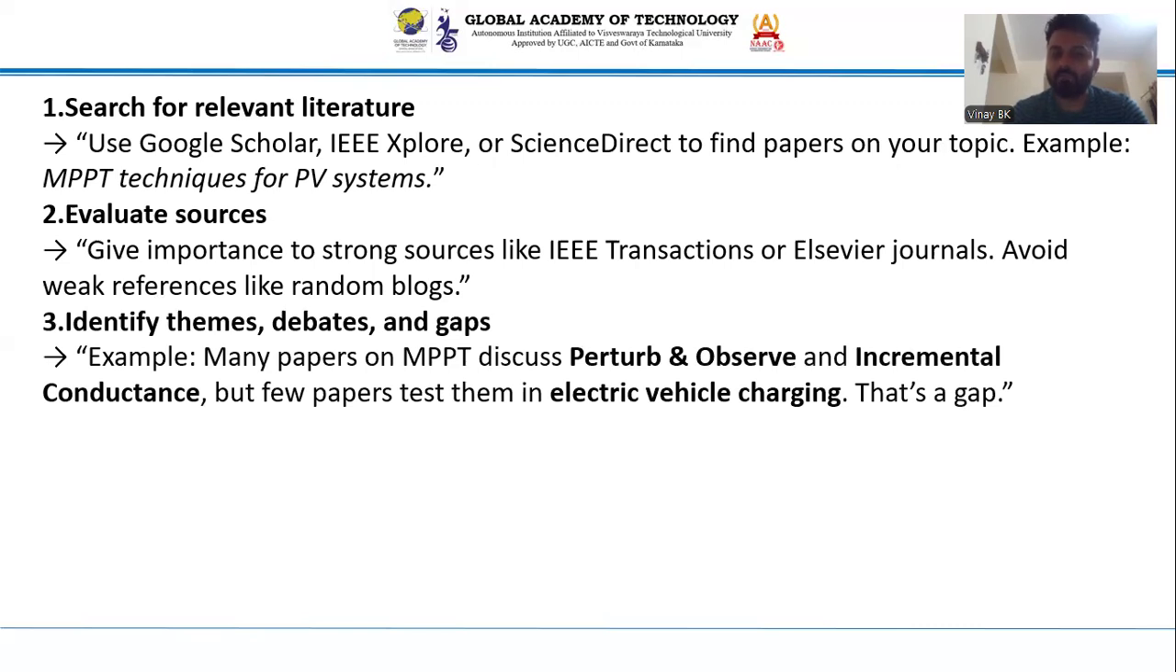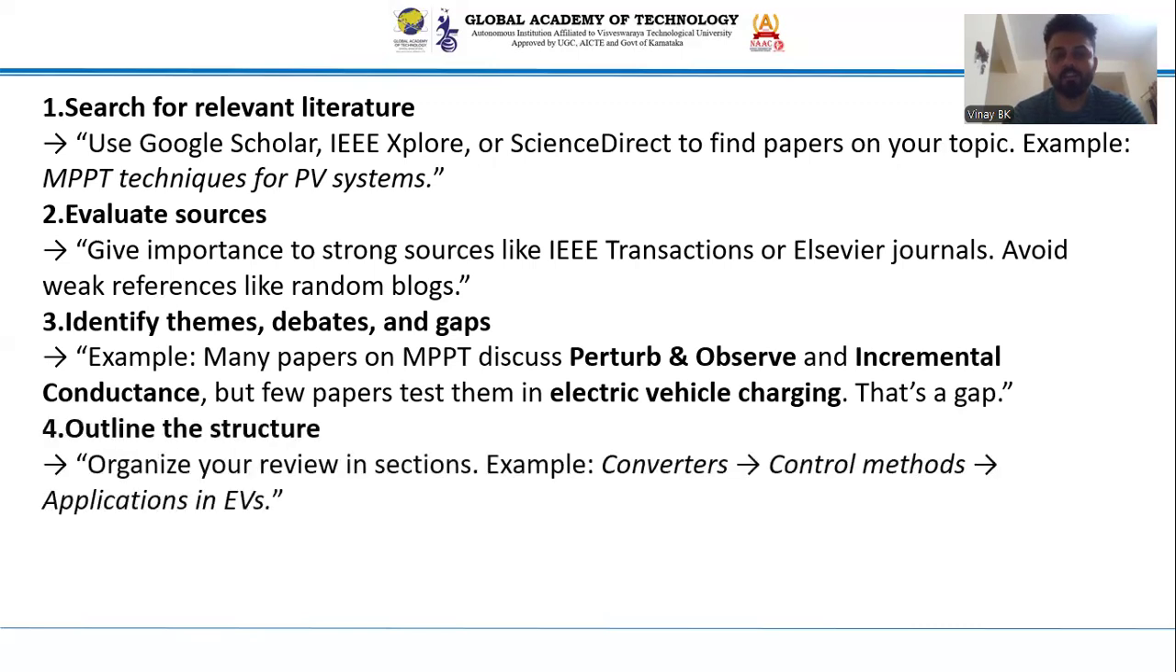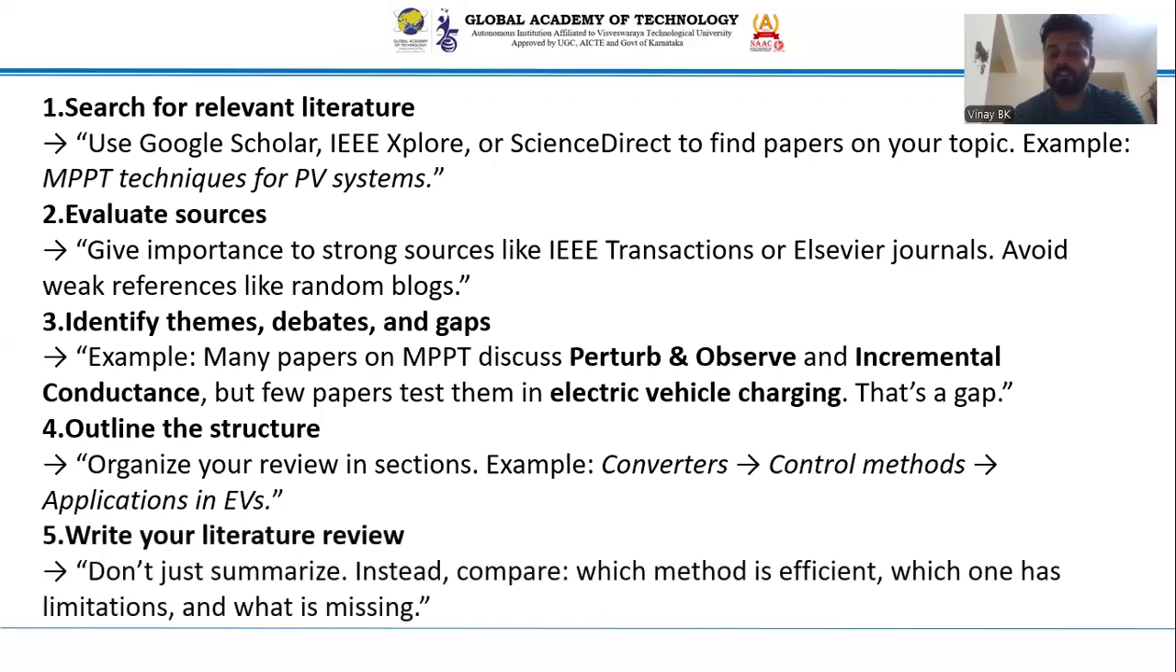For example, many papers on MPPT discuss P&O techniques and incremental conductance, but only a few papers test them in electric vehicle charging. That's a gap. You should add a few more MPPT techniques to charge the vehicles with the help of solar panels to fill the gaps, and outline the structure, that is organize your review in sections. For example, after the converters, control methods, then applications, like that. Then write your literature review.